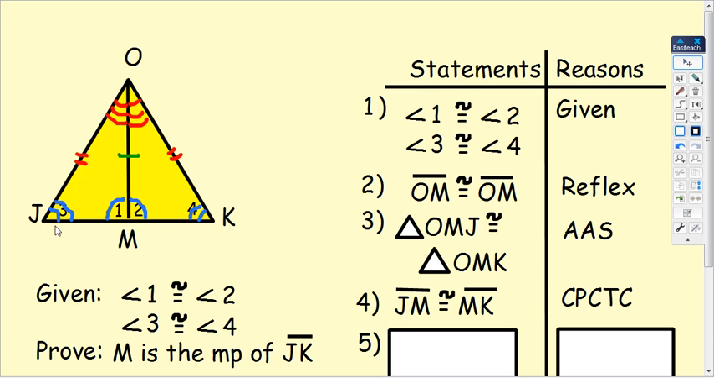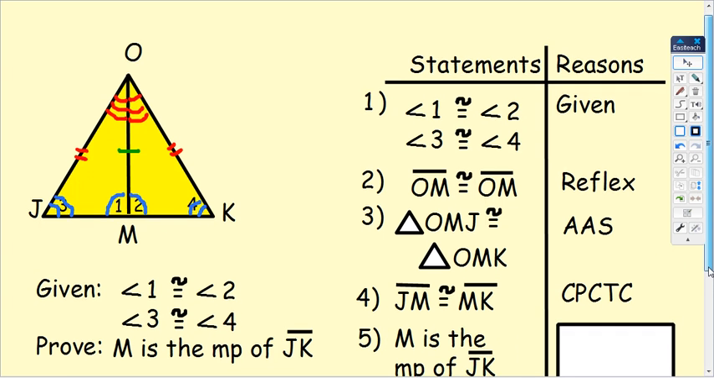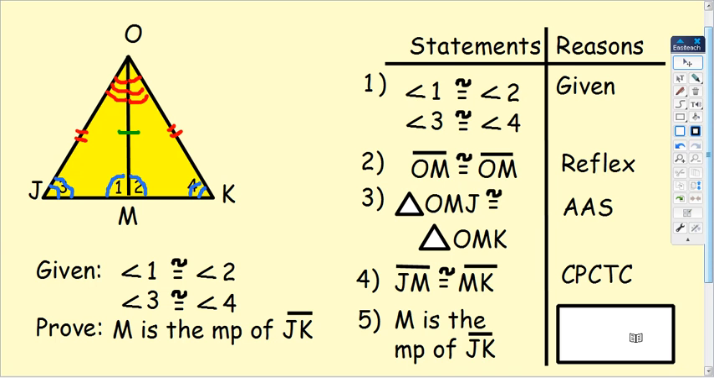If that's the case, and this is the same length as this, that means it's also the same distance to M in this direction. Thus proving that M, let me slide this down, is the midpoint of JK. Why is that? That's because of the definition of midpoint.